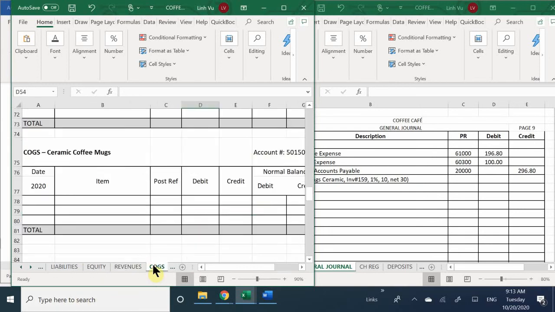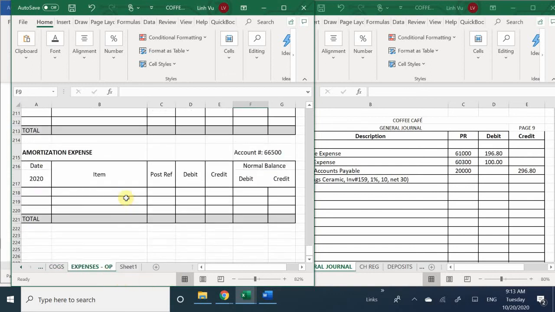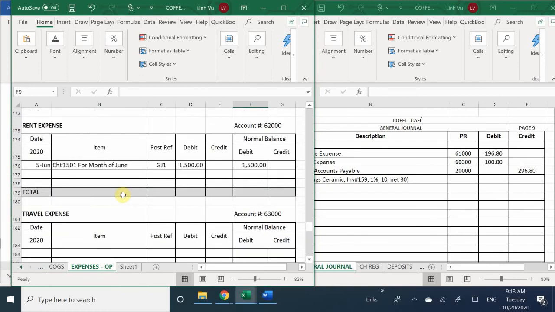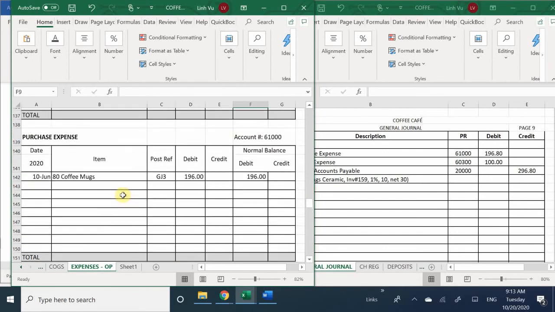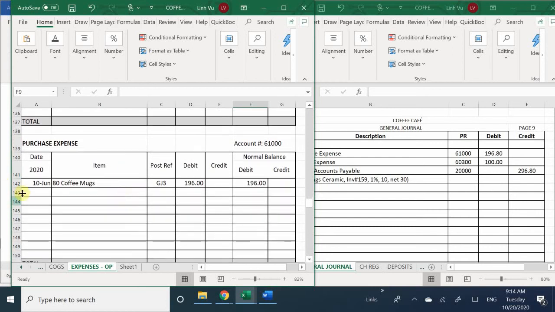So these are going to be operating expenses. Okay. Purchase expense should be towards the bottom. I'm not quite sure what page it's on. I found my purchase discount, purchase returns and allowances. Here you go. Purchase expense.